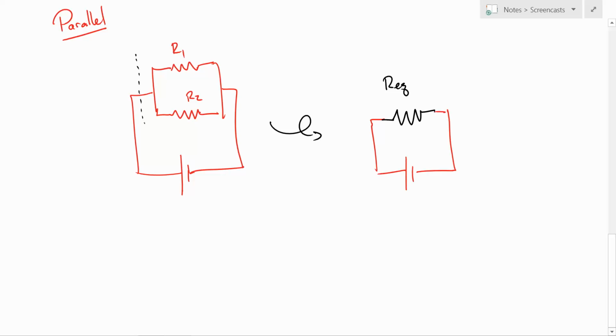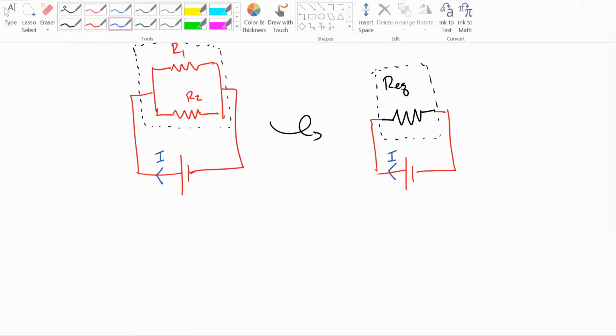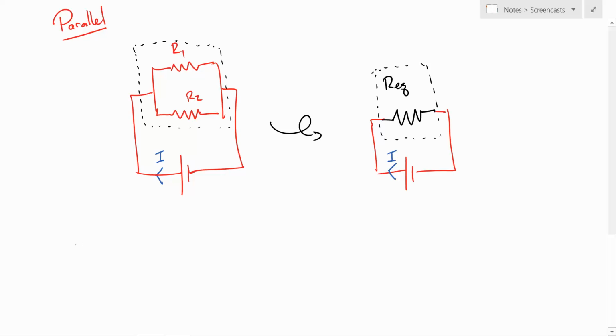And the idea is that I can again imagine a black box that contains these two parallel resistors and a black box that contains this equivalent resistor. And as far as the circuit is concerned, these two are identical. A current I flows into the black box, current I flows out of the black box, and everything behaves the same way. Now the trick here, and this is getting into Kirchhoff's other rule, is the node rule.